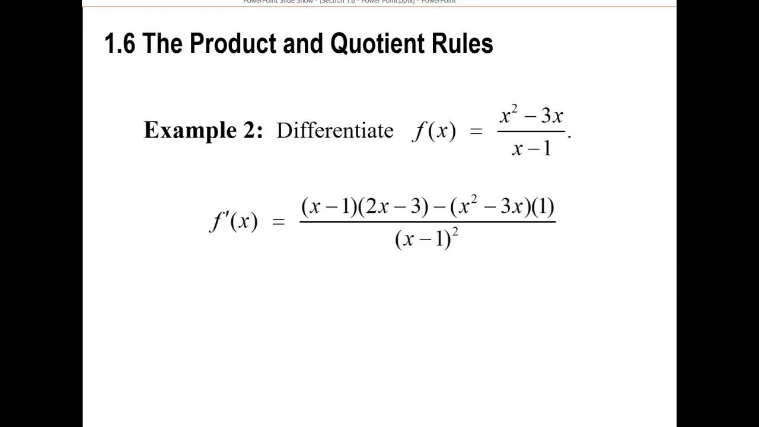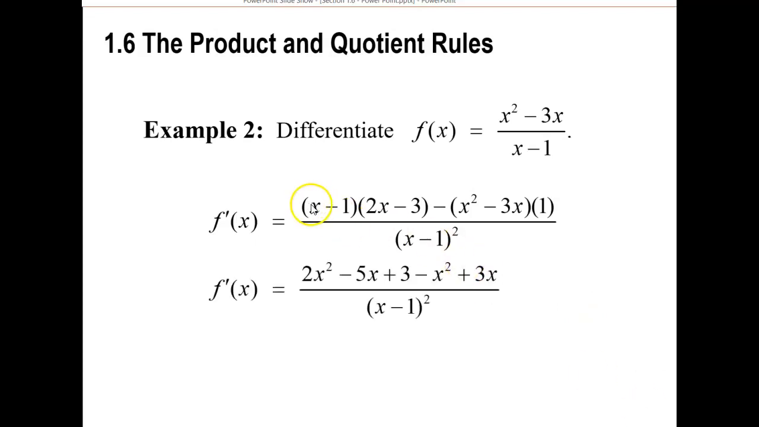F of x equals x squared minus 3x over x minus 1. Okay, so the quotient rule says f prime is the denominator, x minus 1, times the derivative of the numerator, which would be 2x minus 3, minus the numerator, x squared minus 3x, times the derivative of the denominator, which would just be the 1, all that whole thing being divided by the denominator squared.